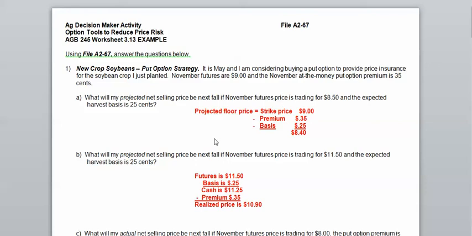Hello. Today we're going to look at example 313 using put options. So let's take a look. Hopefully you can follow along as I go through these problems.